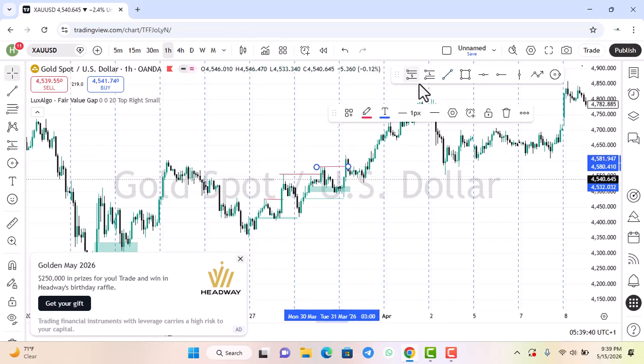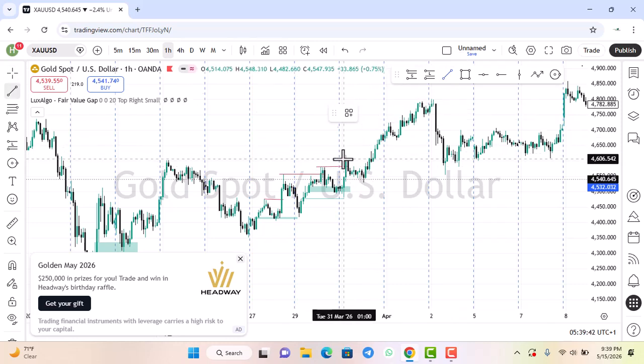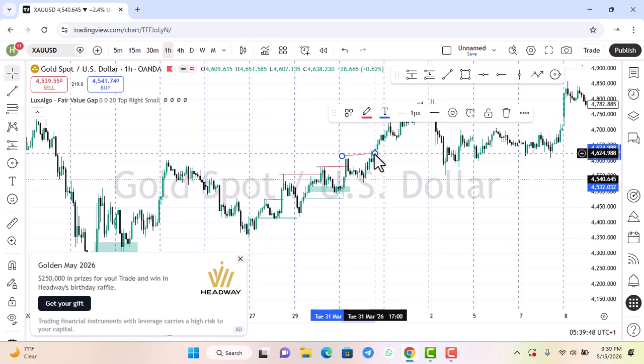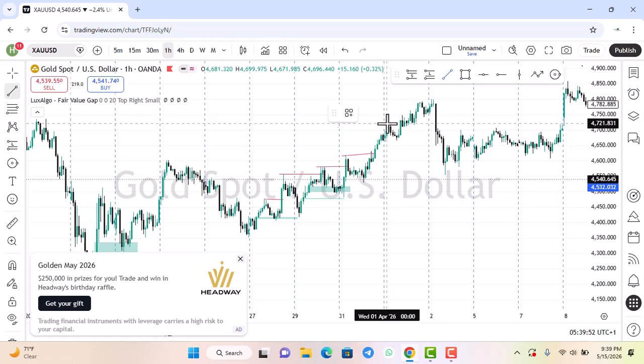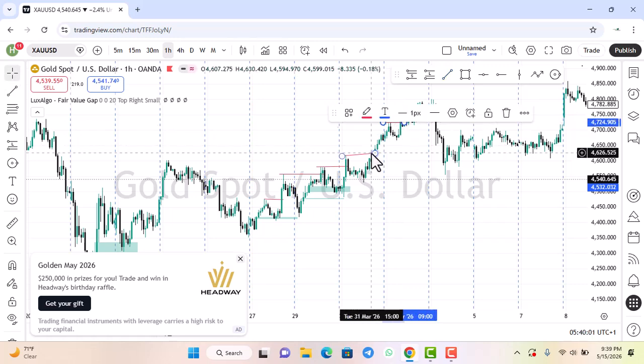Right? I hope the class is getting interesting. Now we have another break of structure here, very valid. Let me align. Okay, I'll align it later. And here again, you can see we have our valid break of structure right here. Let me align this one.